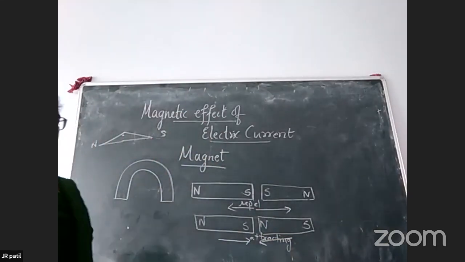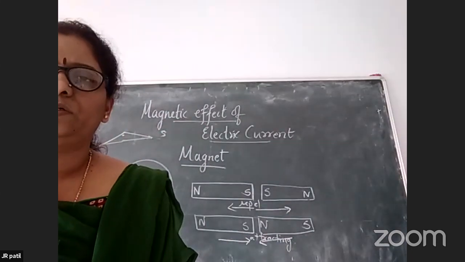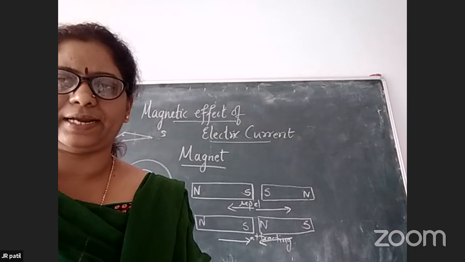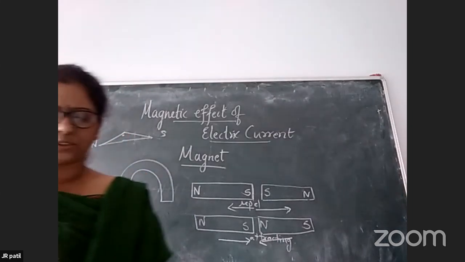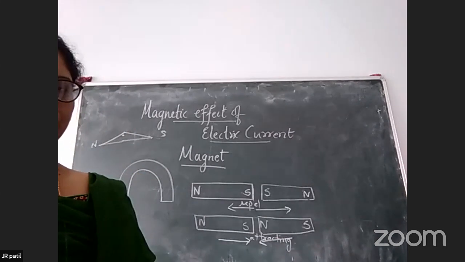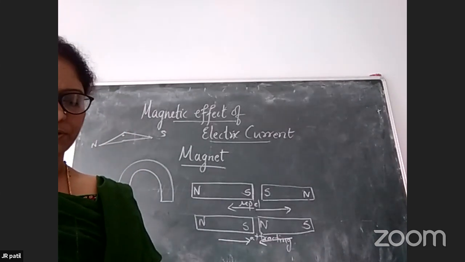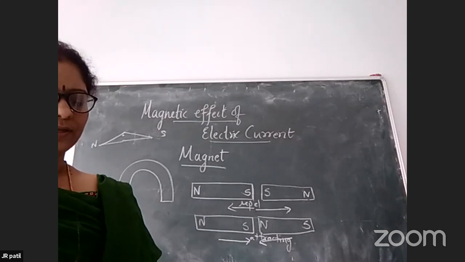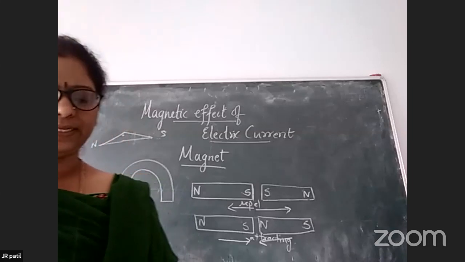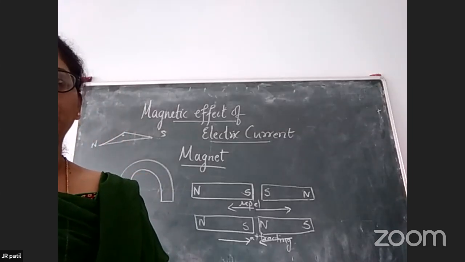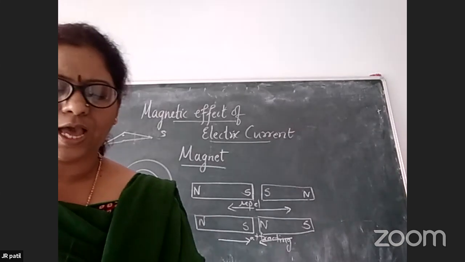You have to remember. Understood this magnet? How many poles are there for a magnet? Two poles, ma'am. What are the poles? North pole and south pole. What is its property? Like poles repel each other. Unlike poles attract each other.